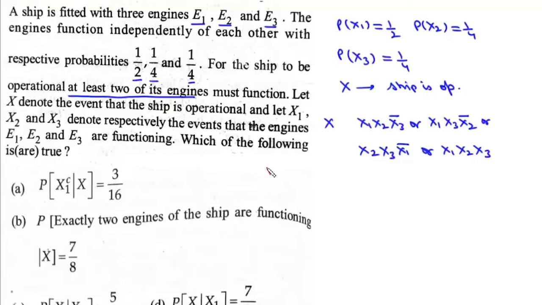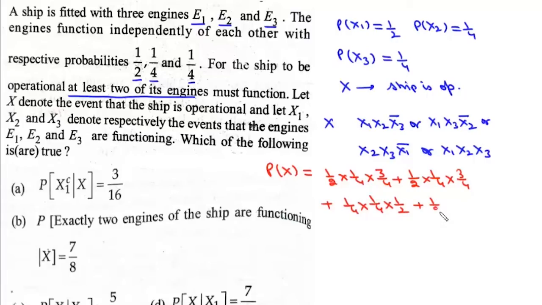Now first we will calculate the probability that this ship is operational. Now this probability will be 1 by 2 into 1 by 4 into 3 by 4 plus 1 by 2 into 1 by 4 into 3 by 4 plus 1 by 4 into 1 by 4 into 1 by 2 and plus 1 by 2 into 1 by 4 into 1 by 4. Now this probability will be 6 into 8 divided by 32, which is 1 by 4.